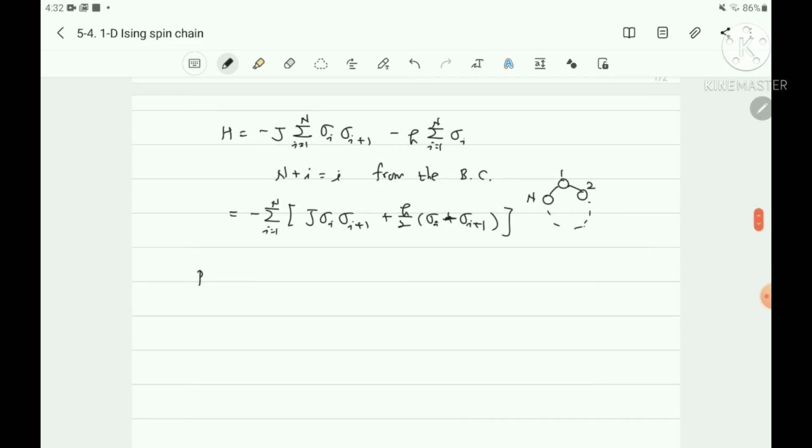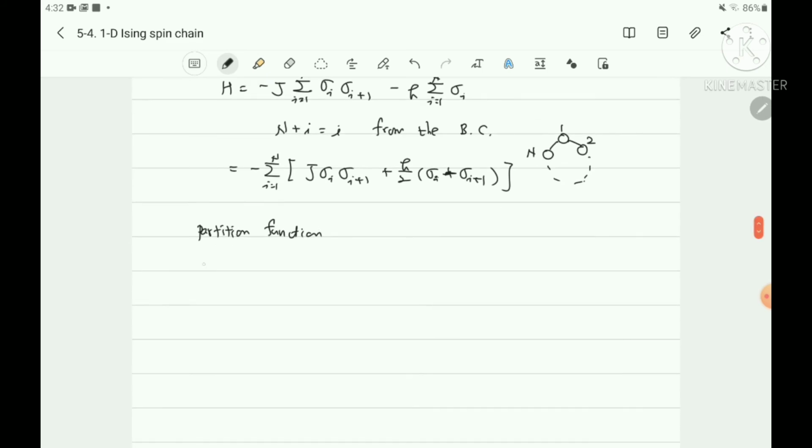Therefore, the partition function, from the definition, can be calculated for the n number of spins, and each spin has plus or minus 1, so n spins for spin up and spin down states, and exponential of beta times the summation for i equal 1 to n of J sigma_i sigma_(i+1) plus h/2 (sigma_i plus sigma_(i+1)). It is reasonable.